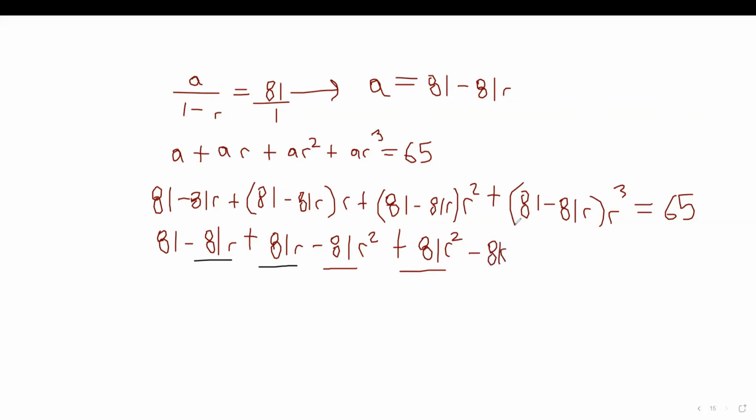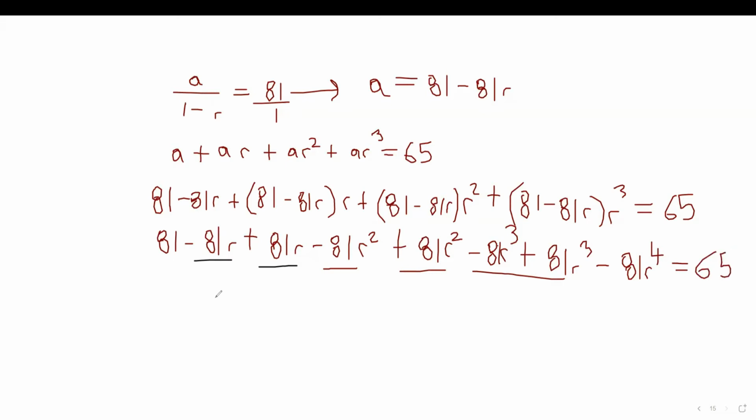And I bet it's going to cancel again. Then 81 times R cubed, that's plus 81 R cubed. It cancels again, no? Yeah, see there? This cancels again. 81 R cubed cancels with this. Then finally, minus 81 R times R cubed is minus 81 R to the 4. And that equals 65. So notice all of them cancel.